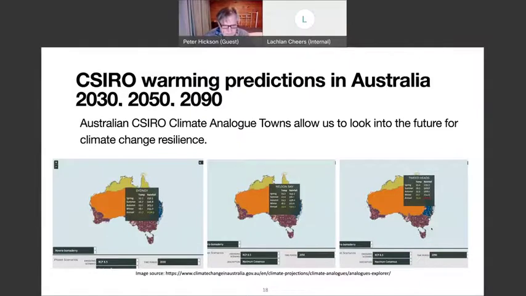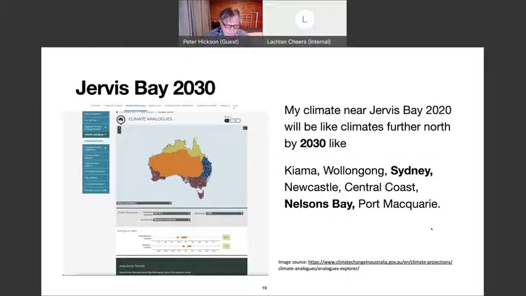CSIRO climate analogue towns allow us to look at climate change predictions in the future. My climate near Jervis Bay will be like these climates in 2030, according to CSIRO's predictions. There's a general warming, though the same coastal climate moving northwards. You can see the dots on the coastline. So Kiama, Wollongong, Sydney, Newcastle, the climates it'll be like.